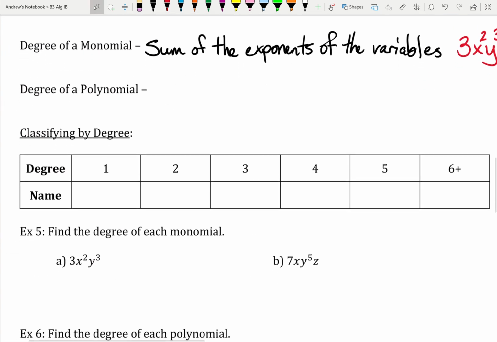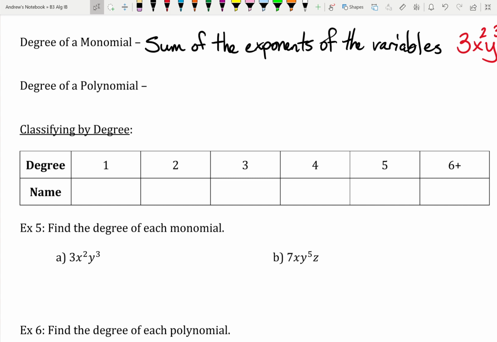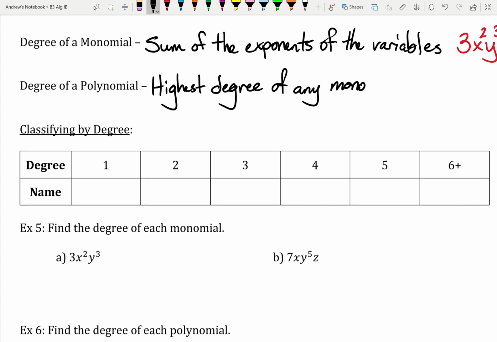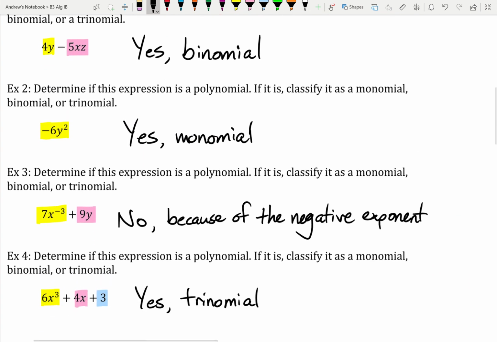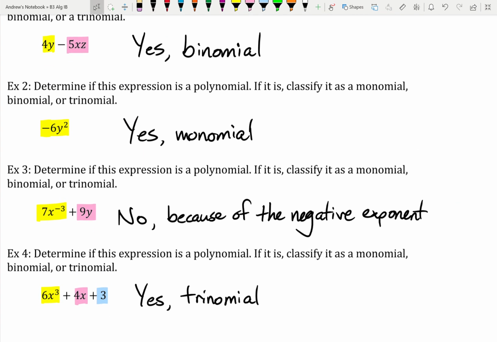When we get into polynomials, things get a little trickier. The degree of a polynomial is going to be the highest degree of any monomial term. If you think about it, we were talking about different types of polynomials on this last page. I'm going to swing back a little bit. Anytime I highlighted one of these and we were naming them by how many terms I had, this one for number 2 was a monomial. It was just a single term.